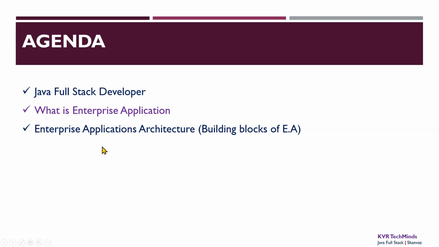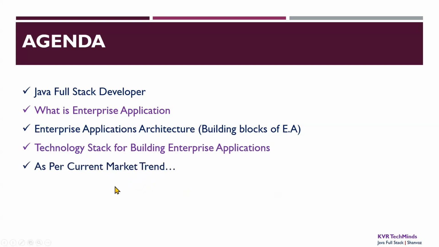In the enterprise application architecture, there are different blocks, and if you want to build any block, what technology are you going to use? That I am going to explain. And what is the actual technology stack you should use for building an enterprise application? This point also I'm going to discuss.